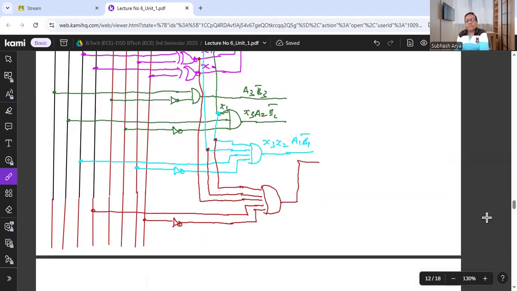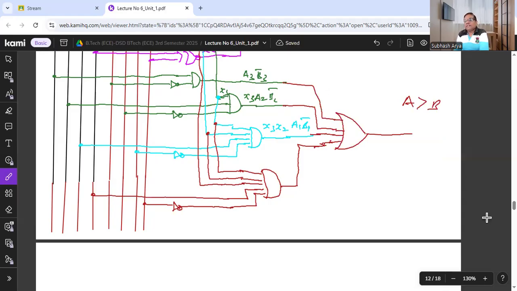Now we have all outputs here. Put an OR gate. So this is the OR gate. And you will get here A is greater than B.